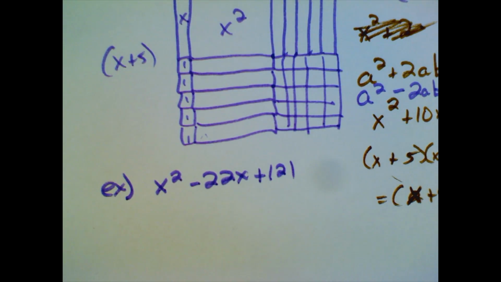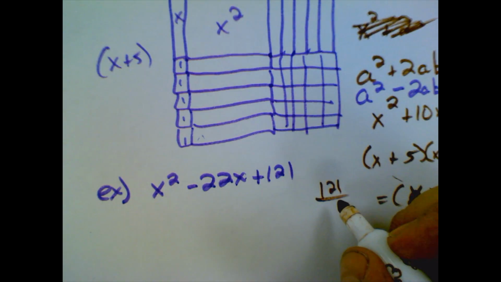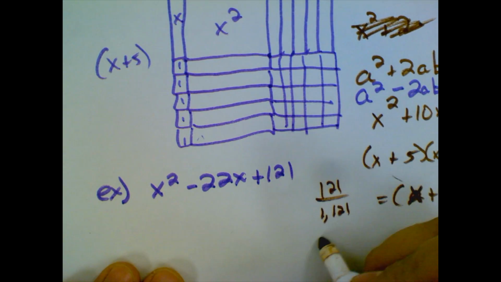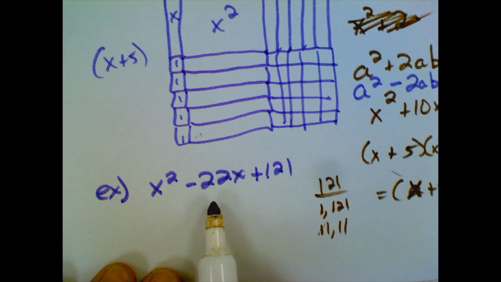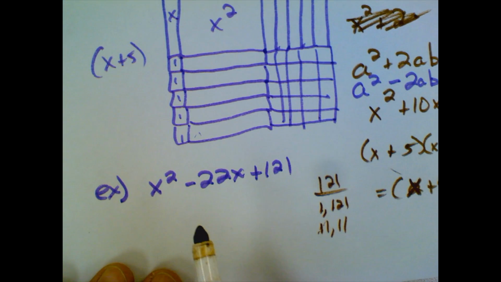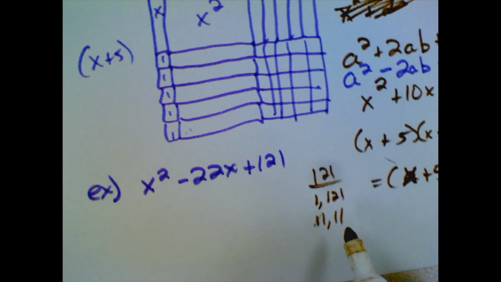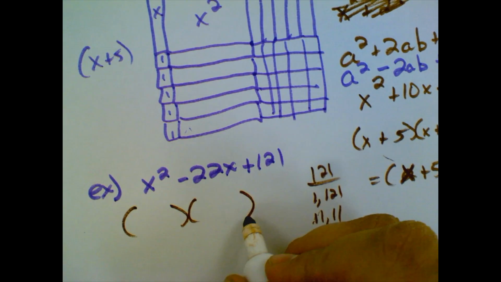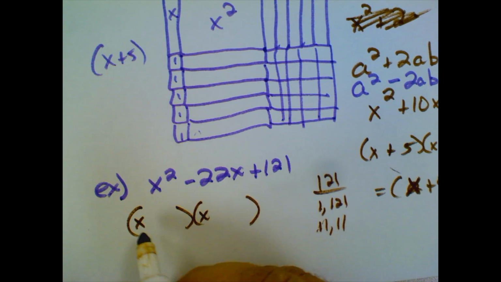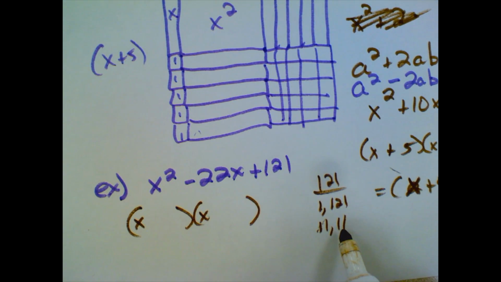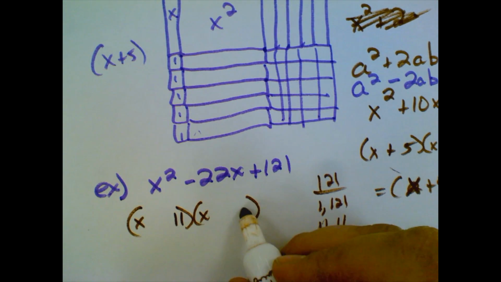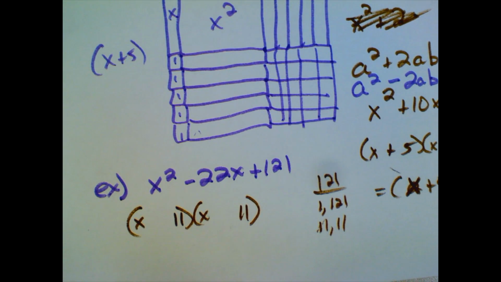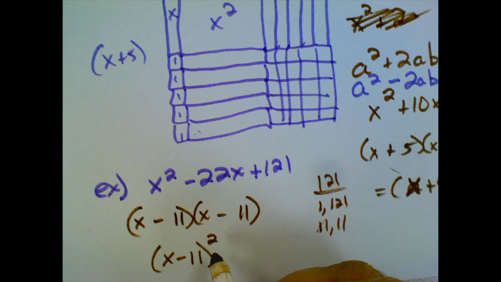So again, just reverse FOIL this thing. 121 is a perfect square, right? So you have 1 and 121, 11 and 11. Which pair add or subtract to 22? Okay, when I say that, I'm ignoring the signs. Pretend they're all positive. It's going to be 11 and 11. So x times x is x squared. 11 plus 11 is 22. So those are the two factors we want to use. And then when you do FOIL, when you multiply last, it multiplies to a positive, but the sum is negative. So that tells us these two have to be negative. And we will get the quantity of x minus 11 squared.